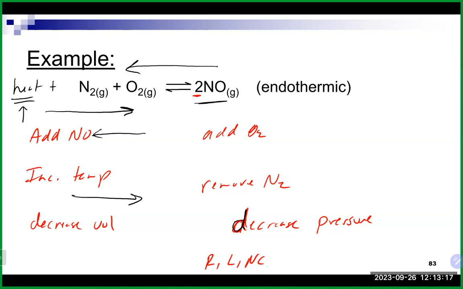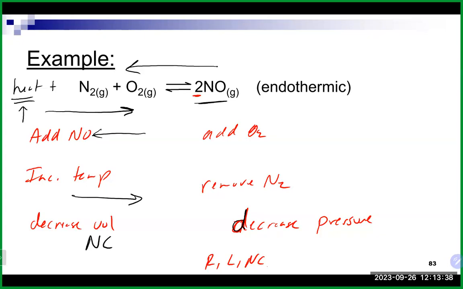As we decrease the volume here, that means that the pressure should increase. And to bring back down the pressure, we would want to go to the side that has the least number of gas molecules. In this case, which side is that? Neither. They both have 2 gas molecules. So that would be a no change in this situation.